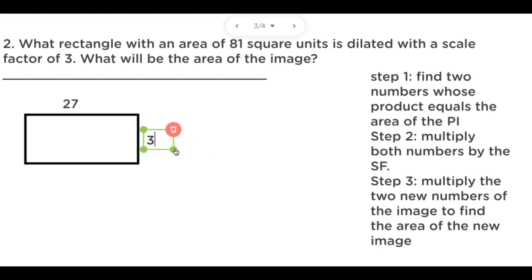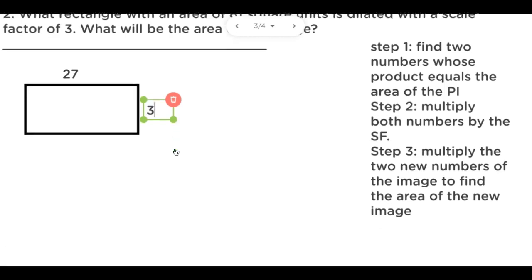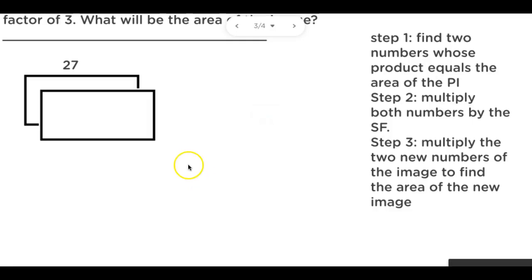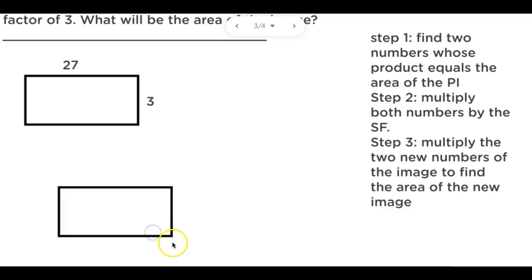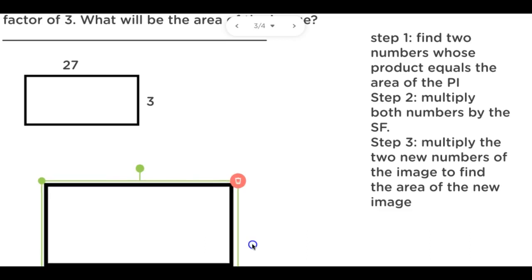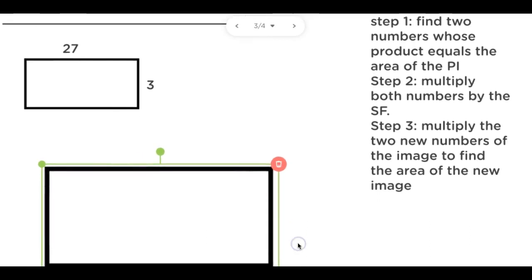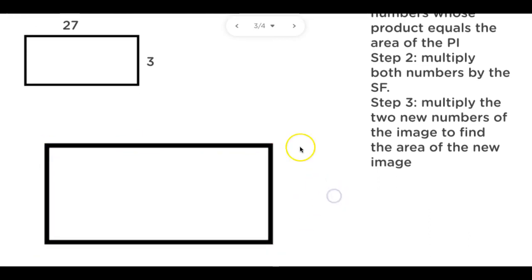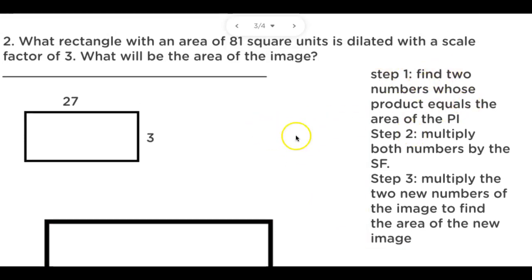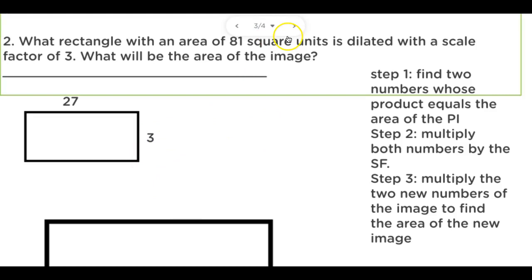Okay. Now we know that it should get bigger because the scale factor is greater than 1. So we know we're going to have a bigger rectangle this time. All right, so we've done step 1. Now we're going to multiply both of these by the scale factor, and the scale factor is 3.